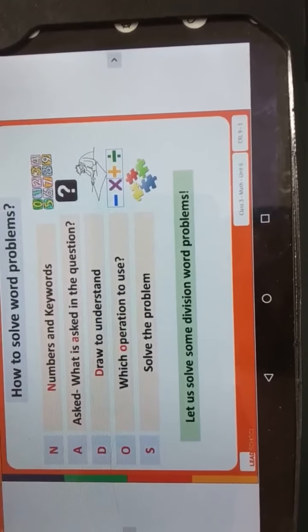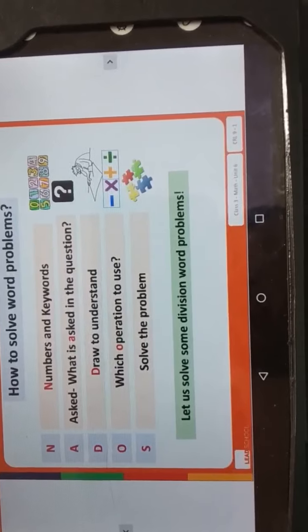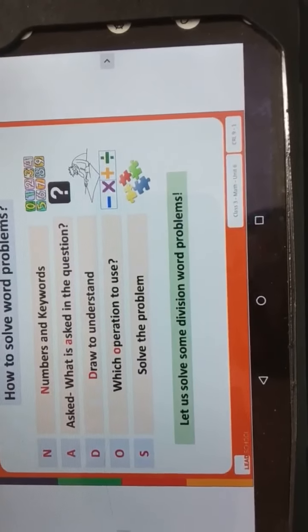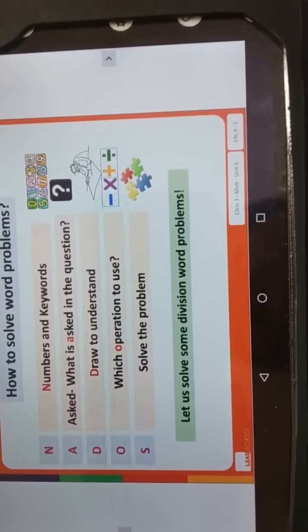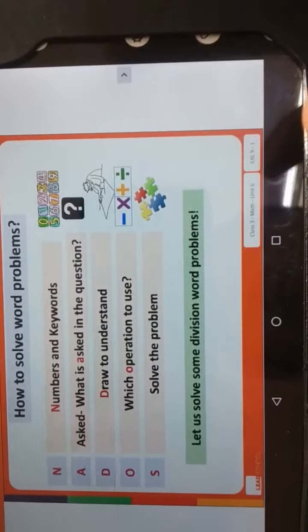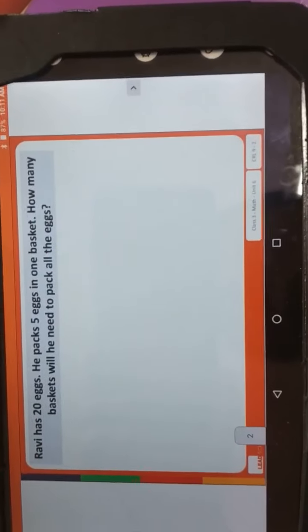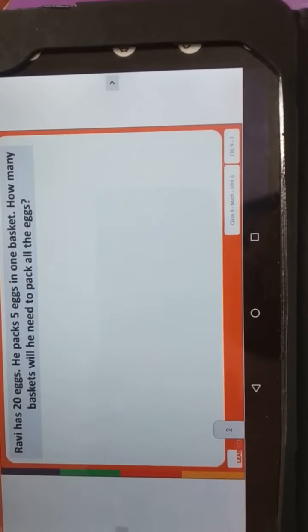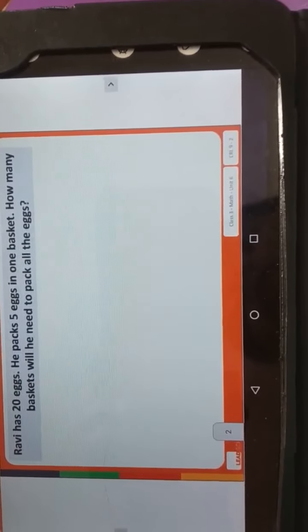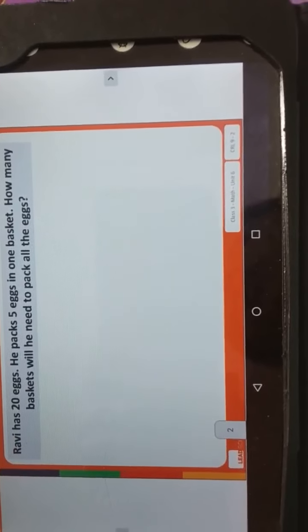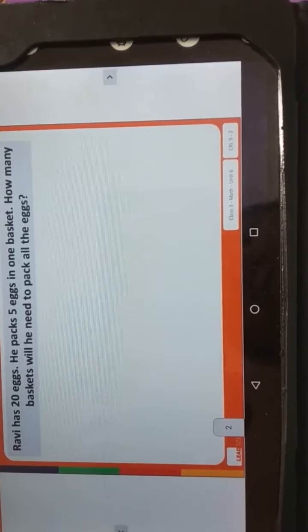What was the meaning of the NADOS method? Numbers and keywords. Ask, what is the ask in the question. Draw to understand. Which operation to use. And solve word problems. So in that, the first question is: Ravi has 20 eggs. He packed 5 eggs in one basket. How many baskets will he need to pack all the eggs?